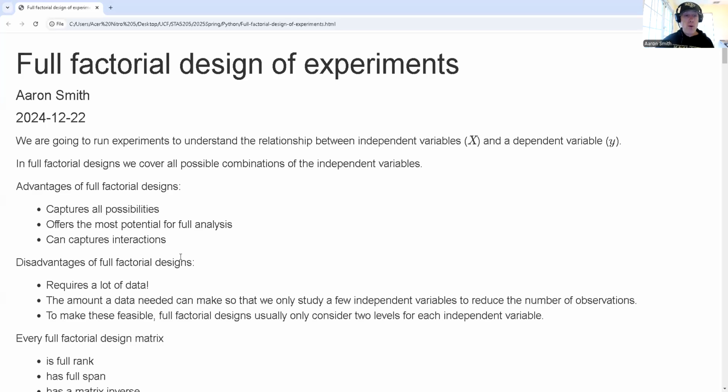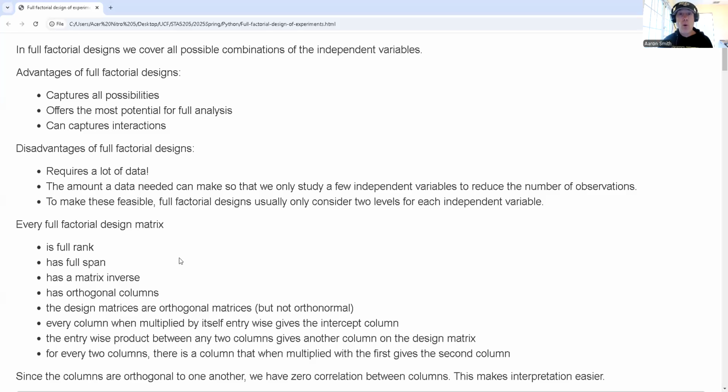All right, so why do we do this? Why is this interesting? Well, from a math point of view, now we're going into the math world of why this is a good idea. This ends up giving us a design matrix that has a lot of nice mathematical properties, and we can use these properties to get more powerful analysis with fewer observations. First and foremost, our design matrix is going to be full rank. It's going to have full span. And all you linear algebra fans out there, our design matrix is going to have a matrix inverse.